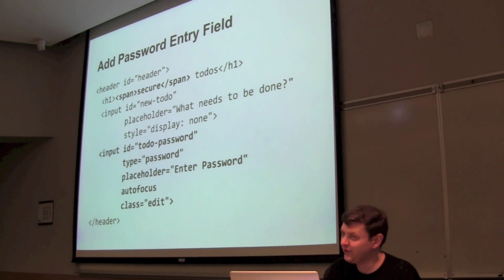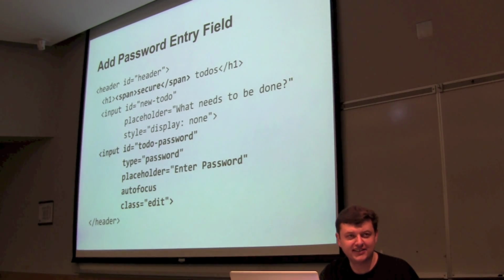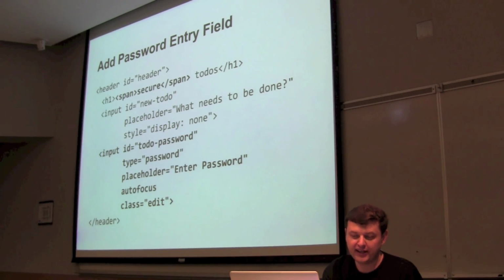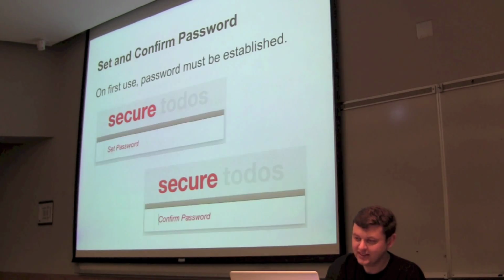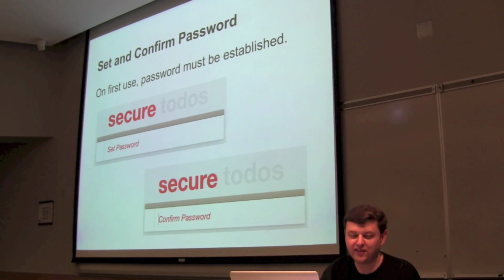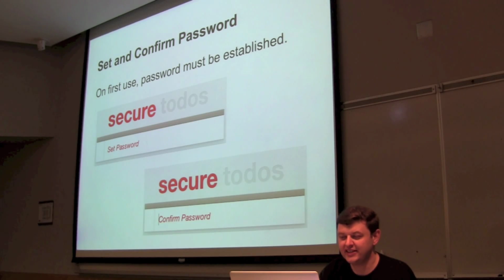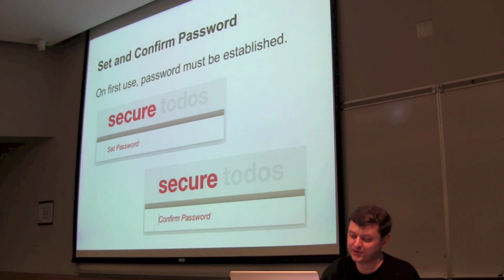So when we went to the to-do app, the first thing I did is I put the word secure in front of it, because that immediately makes something secure. And then I put a password field. It says enter password. So that means when I launch the app, this is what I'm going to see. I'm going to see set password. And then I'm typing my password, and it's going to say confirm password.